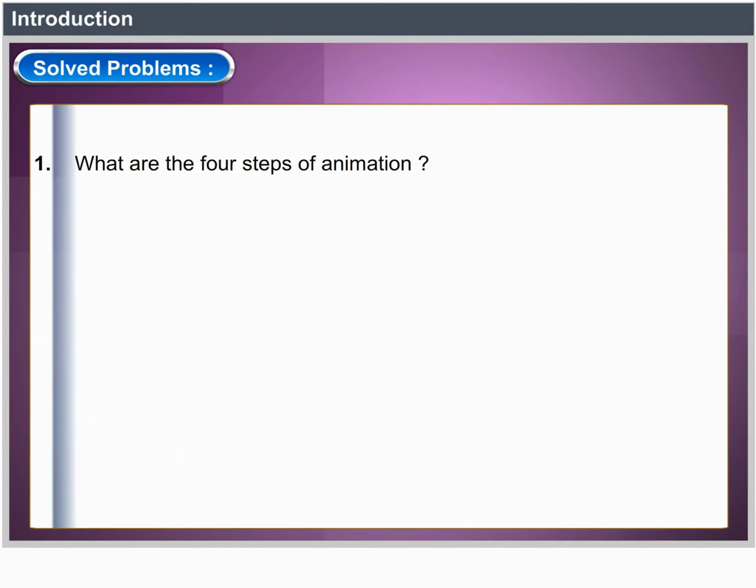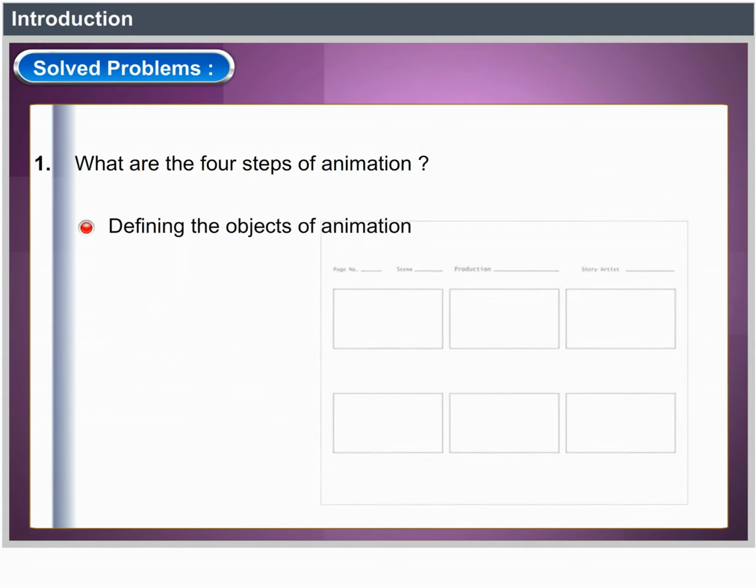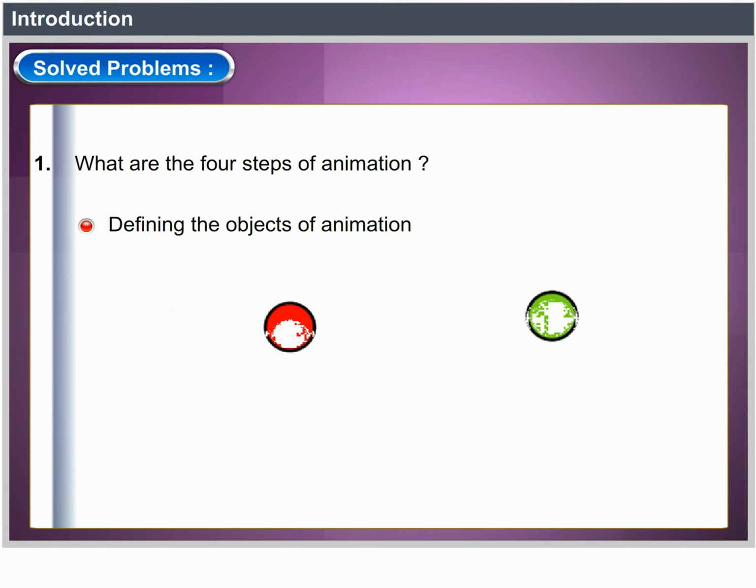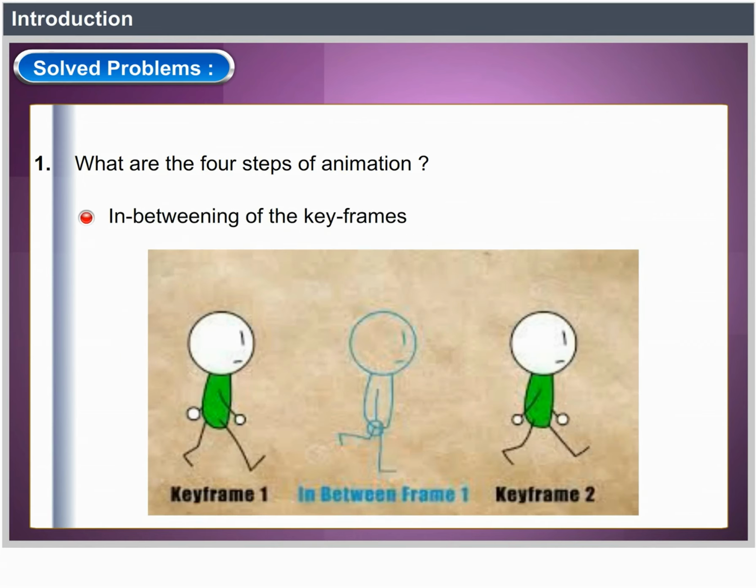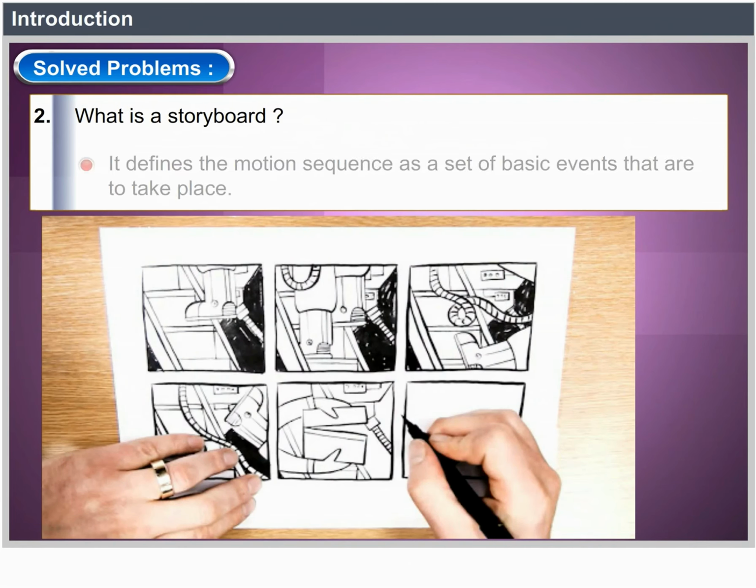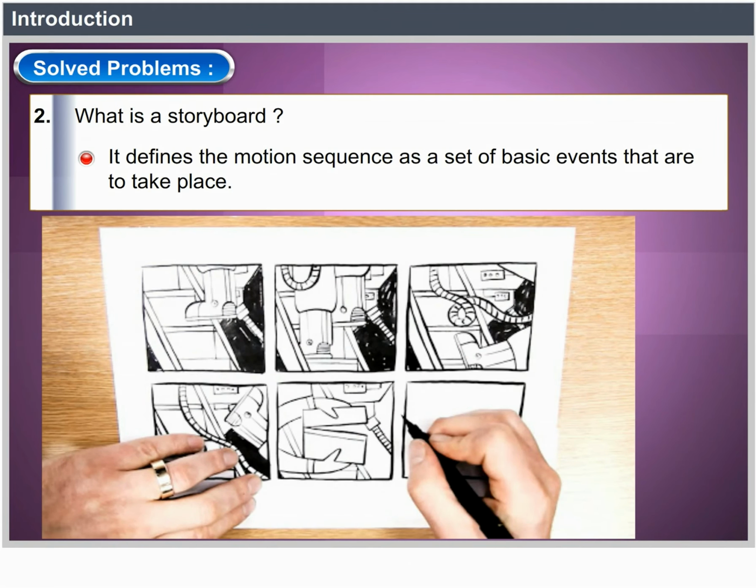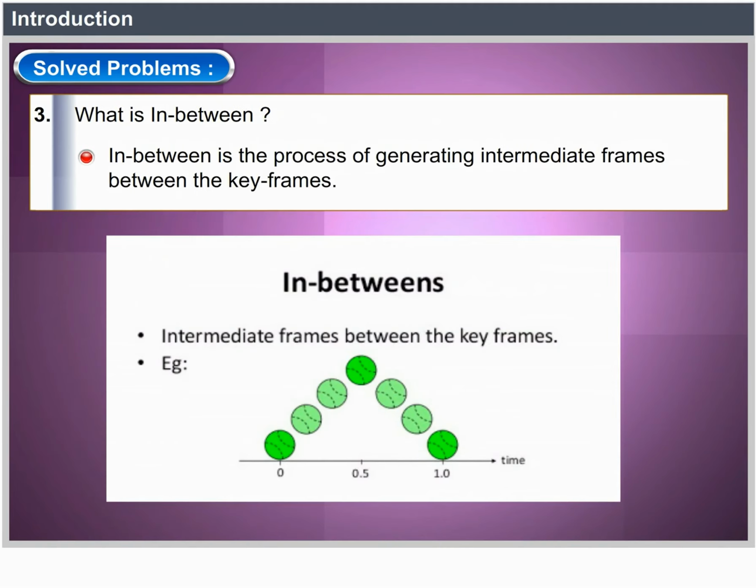What are the 4 steps of animation? Storyboard layout, defining the objects of animation, specification in the keyframe, in-betweening of the keyframes. What is a storyboard? It defines the motion sequence as a set of basic events that take place. What is in-between? In-between is a process of generating intermediate frames between the keyframes.